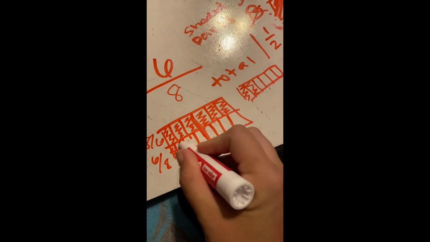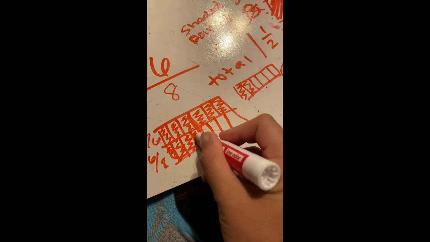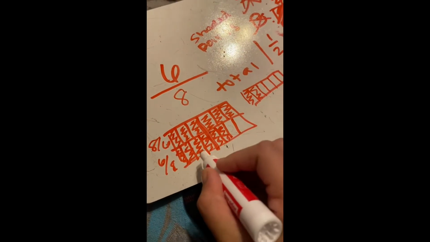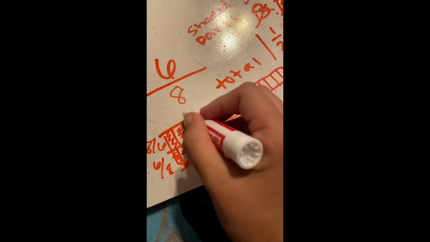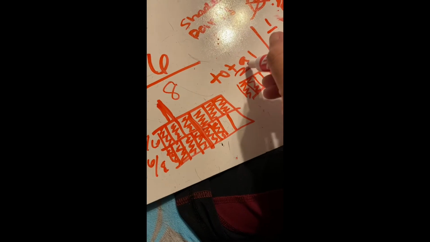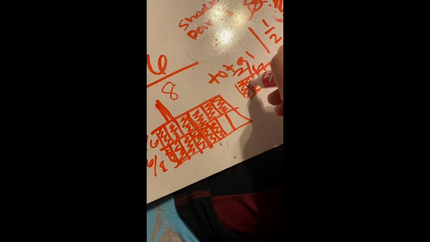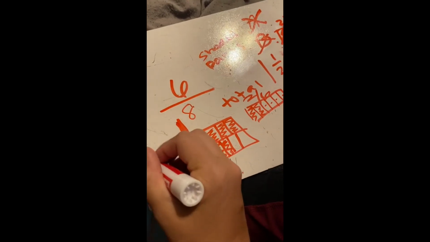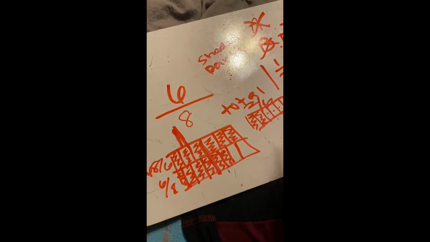6/8. 1, 2, 3, 4, 5, 6. That didn't even fill up the whole. So this filled up one whole. It had 6/6, which is 1 whole, and 2/6. So this is 1 and 2/6. So that doesn't work. D is not it. The only correct answer was 3/4 and 6/8 were equivalent.